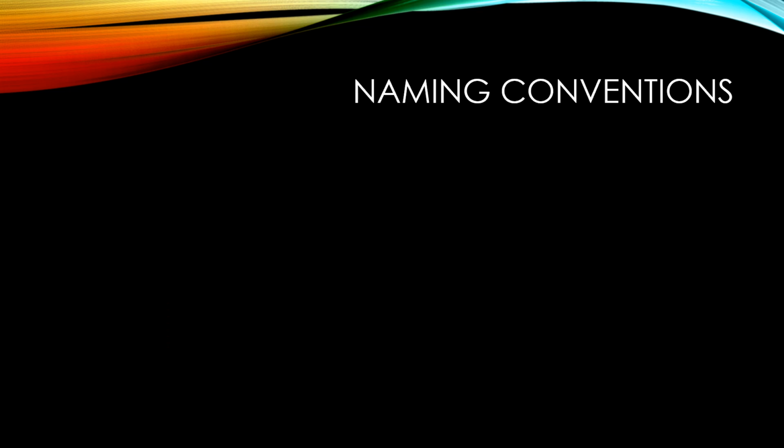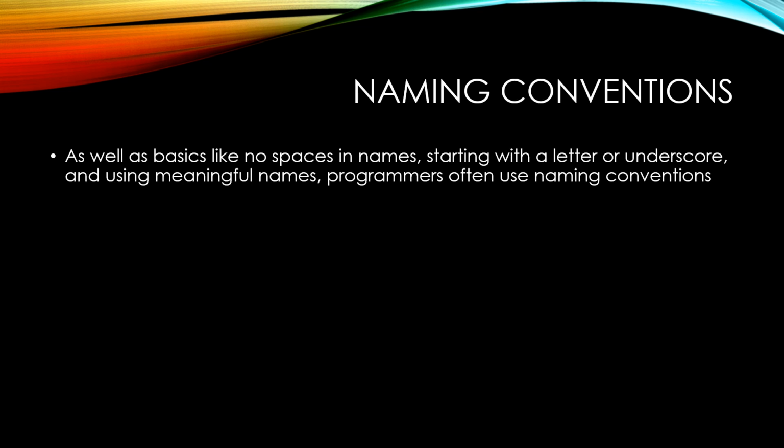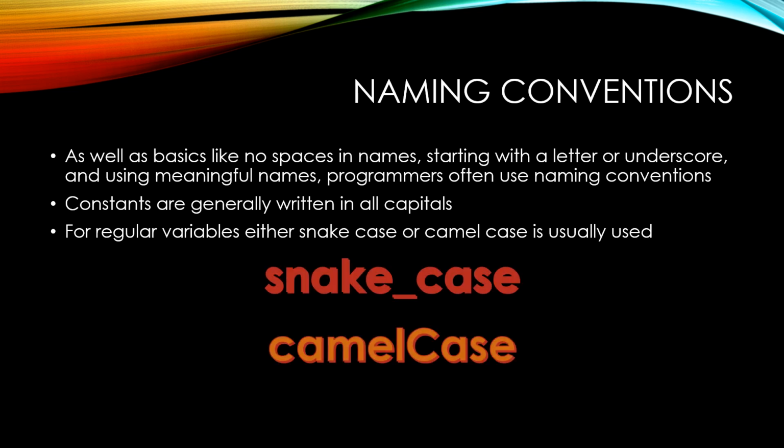As well as basics like no spaces in names, starting with a letter or underscore, and using meaningful names, programmers often use naming conventions. Constants are generally written in all capitals. For regular variables, either snake case or camel case is usually used.